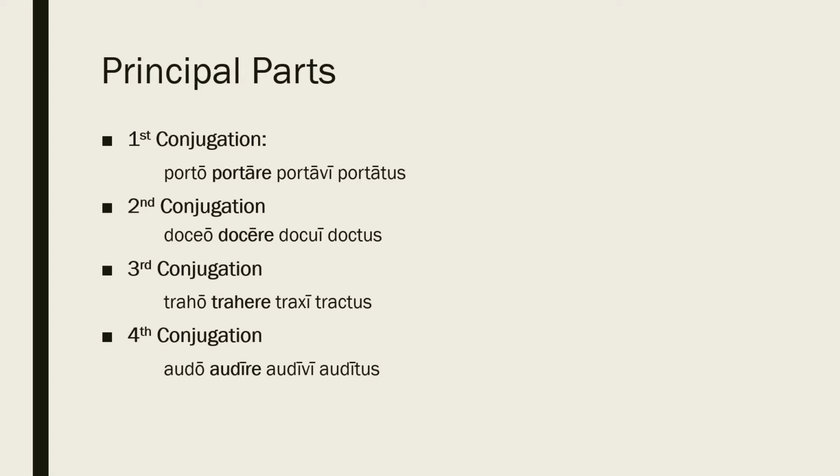Most verbs have four principal parts. They're the basic building blocks of the verb. We've learned this before, said it again and again. And I've also said that the second principal part, I don't know if you can tell, it's bold. So portare, for instance. The second principal part is always the present active infinitive.